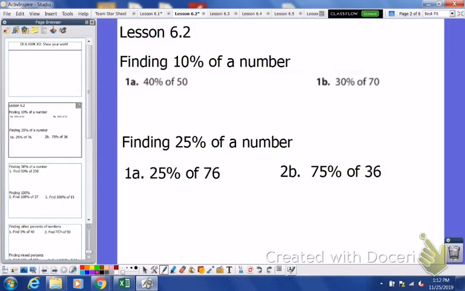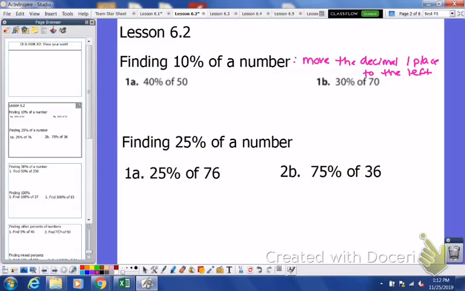So, how to find percentages mentally. First one we're going to work with is finding 10% of a number. So this is actually our easiest percentage. All you need to do is move the decimal one place to the left. Okay, so 10% is not just for 10%, though, we're going to apply it.